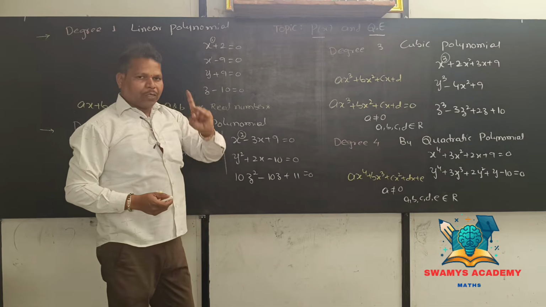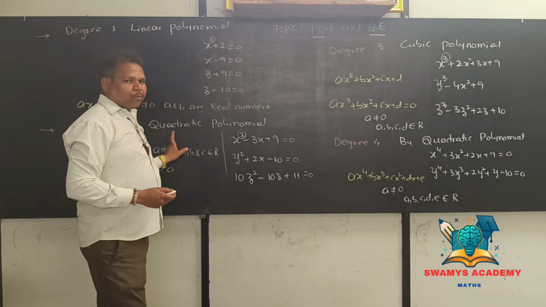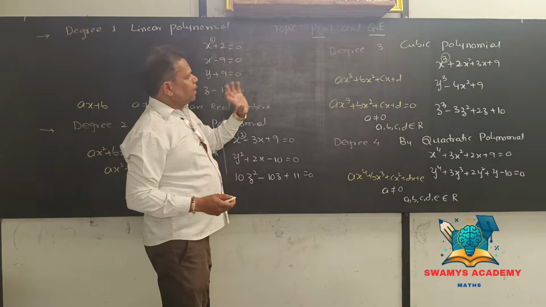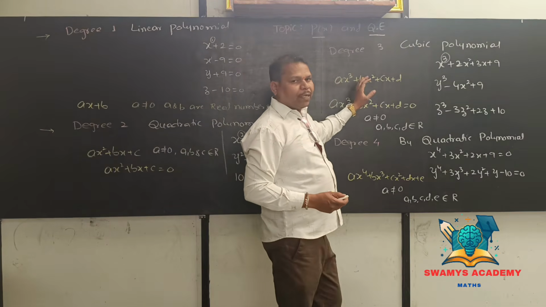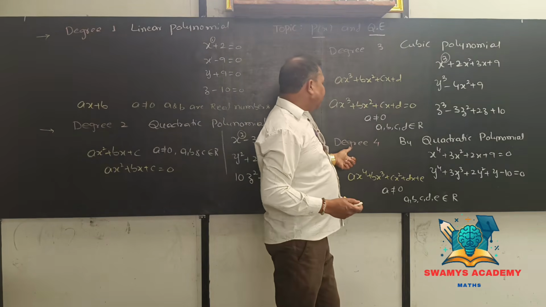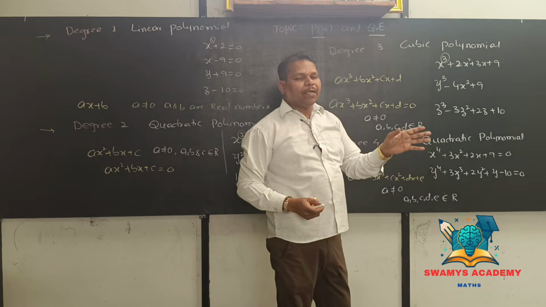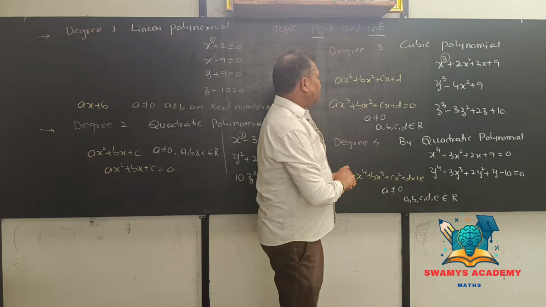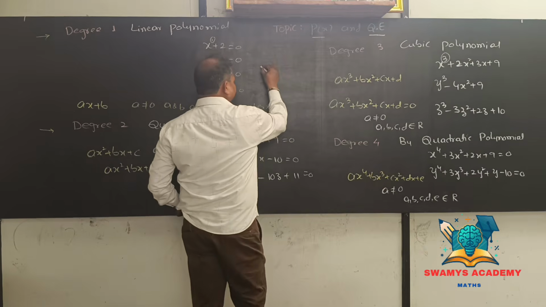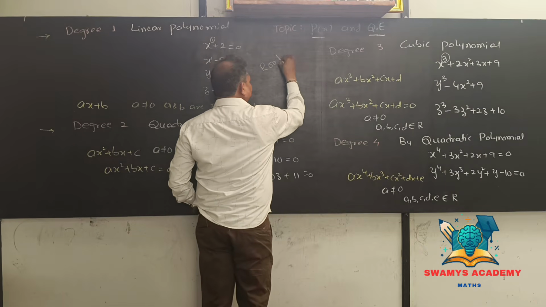A degree 1 polynomial will get 1 solution, degree 2 quadratic polynomial will get 2 solutions, degree 3 cubic polynomial will get 3 solutions, and degree 4 biquadratic polynomial will get 4 solutions. The solutions are called roots.